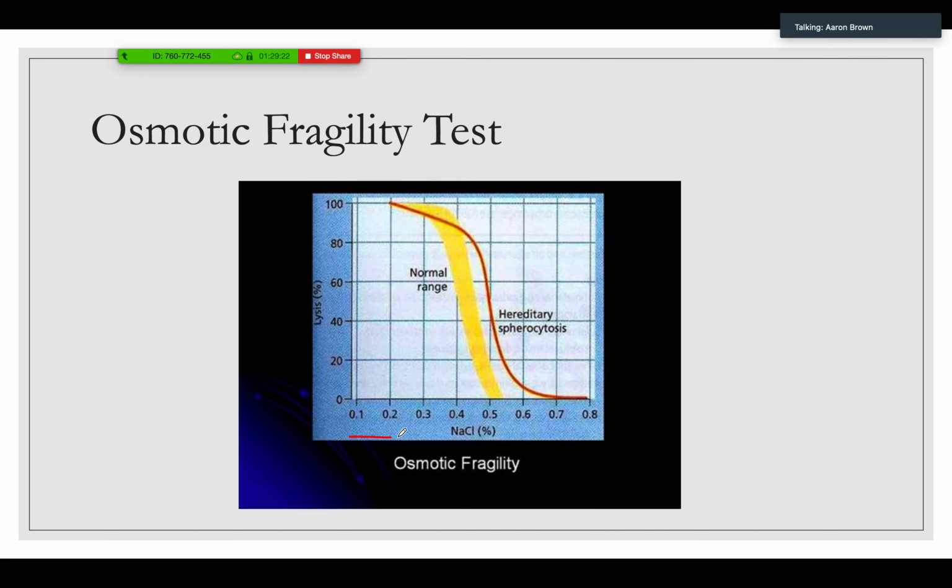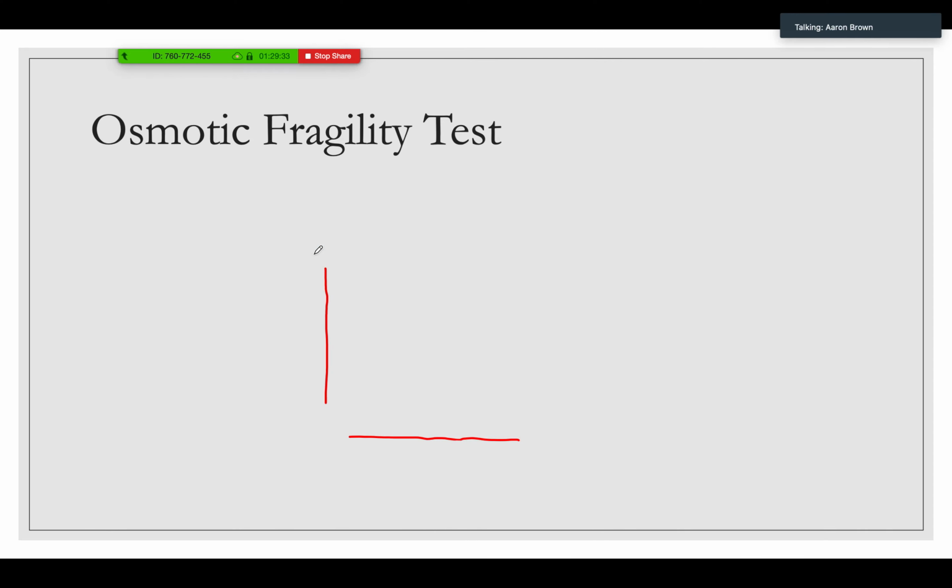On the bottom here, you can see the concentration of sodium. On the y-axis, we see percent lysis of red blood cells. Okay? And so before we look at this chart, actually, I'd like to just kind of draw it out for you. Okay? So here is the concentration of sodium. As we move to the right, there's more sodium. And on the y-axis, we have percent of red blood cells that are dead. Okay? We're trying to kill all the red blood cells.